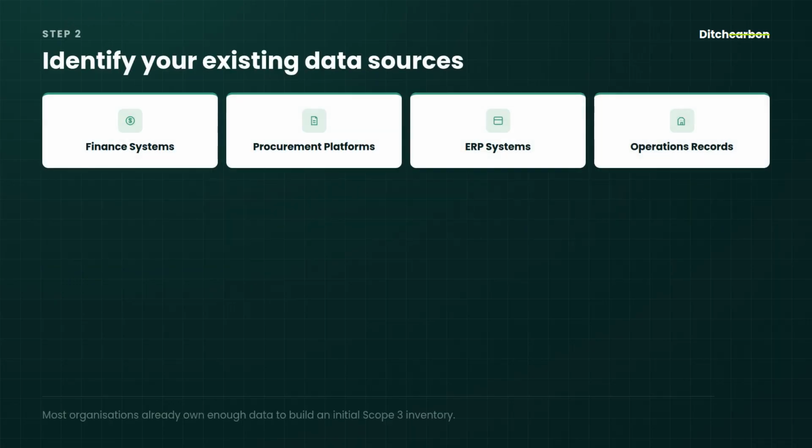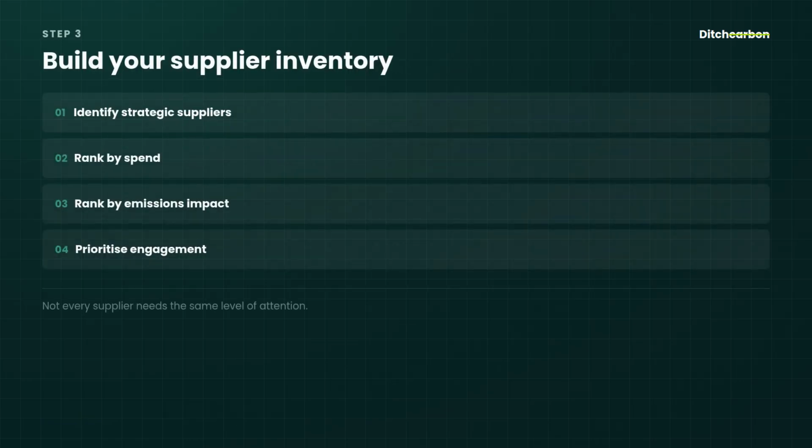Next, take stock of the data you already have. Finance systems, procurement platforms, your ERP, operational records. Most organizations are sitting on more than enough data to build an initial Scope 3 inventory without asking anyone for anything new. From there, build your supplier inventory.